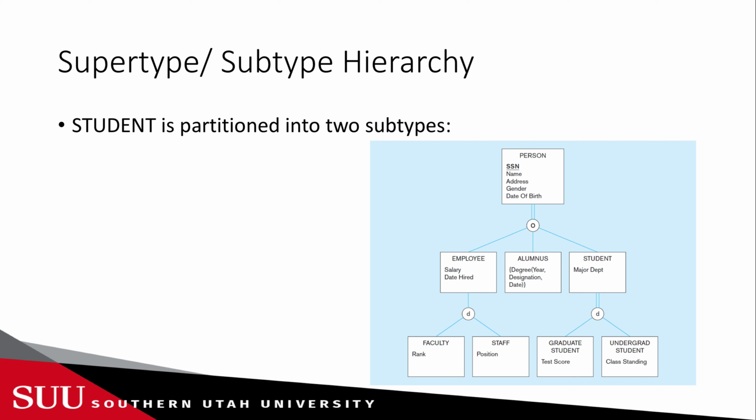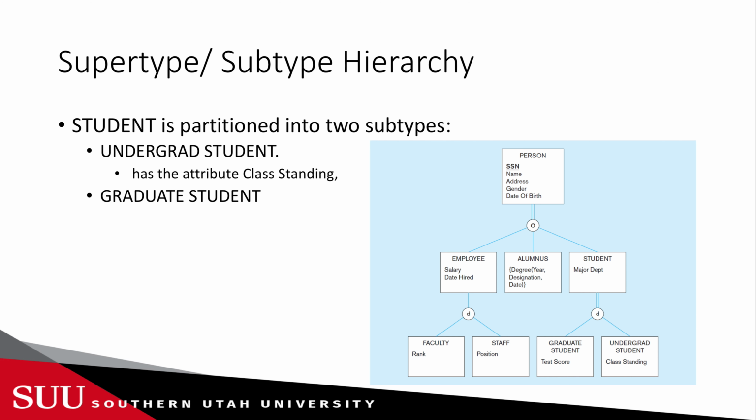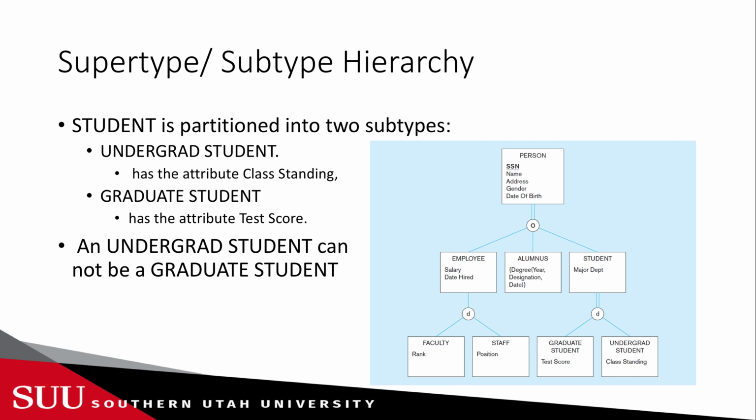Now let's look at student, which is partitioned into two subtypes as well. We have the undergrad, which is undergraduate students, that has the attribute class standing, senior, junior, and so on. And we have a graduate student that has an attribute of test score, for example, for GRE or any other test. And an undergrad student cannot be a graduate student.